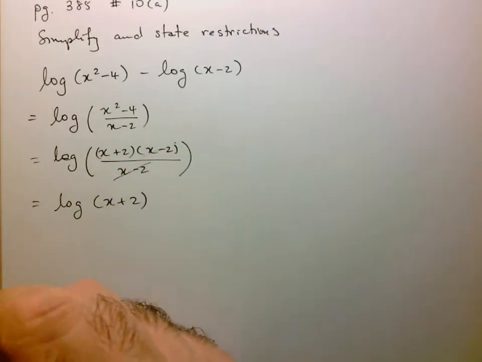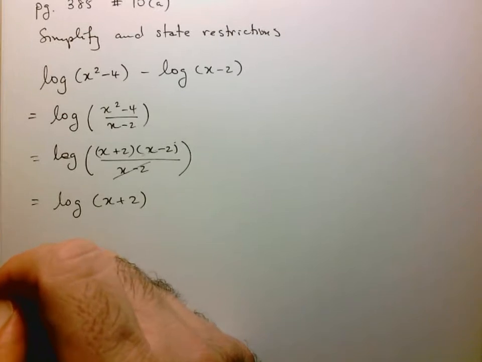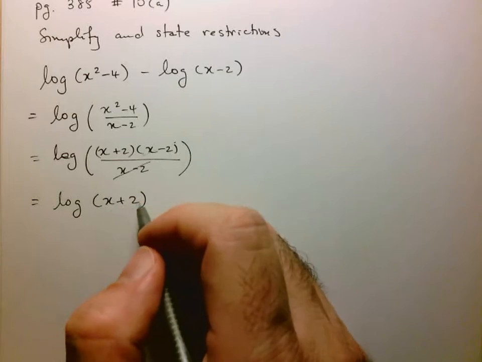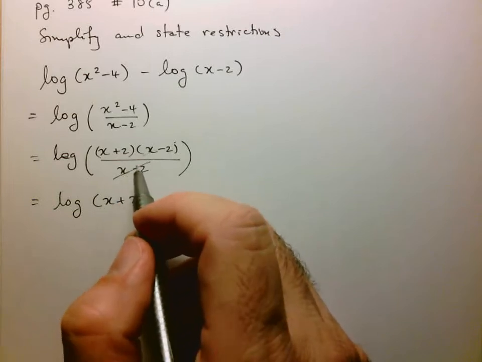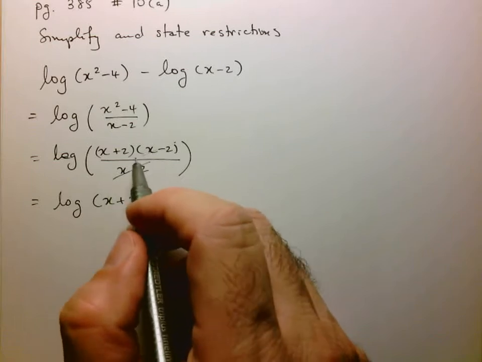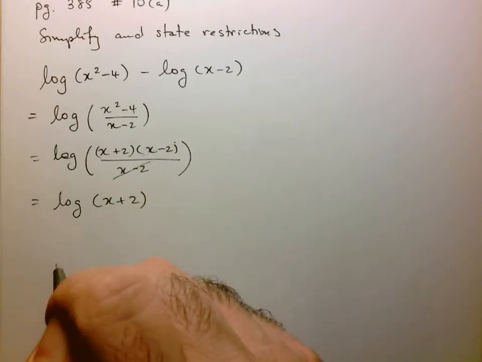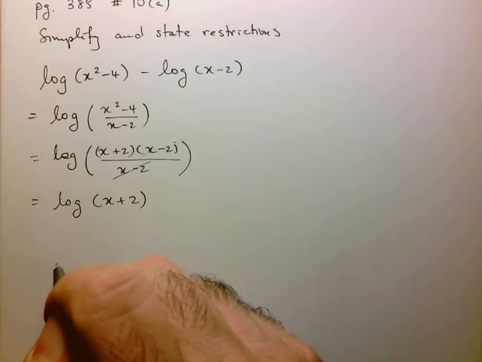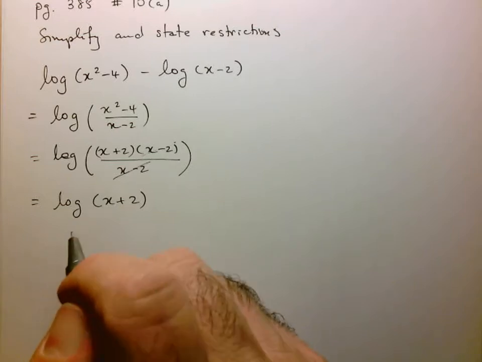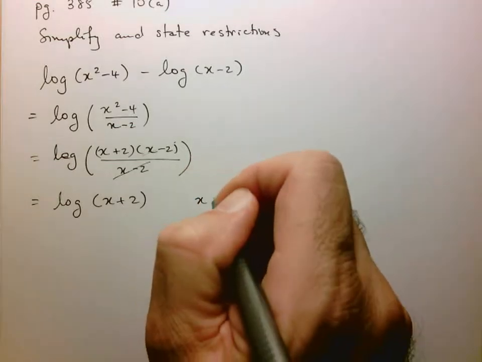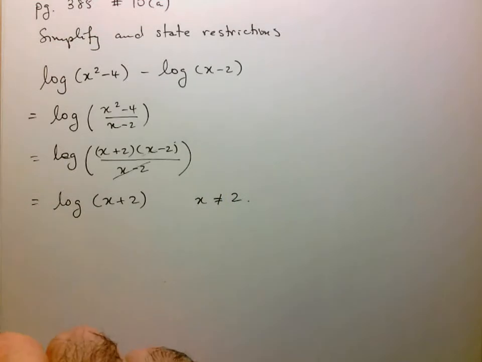Now let's try to determine what the restrictions are. First, let's recall that yes, I'm left with an x plus 2 here, but originally I had an x minus 2 in the denominator. So the fact that I've reduced it from the numerator doesn't eliminate the fact that I'm not allowed to accept 2 as a possible input. Here we have to say that x can't be equal to 2.